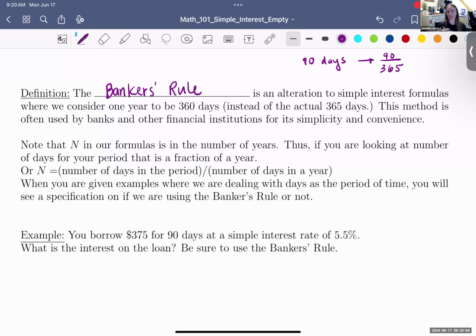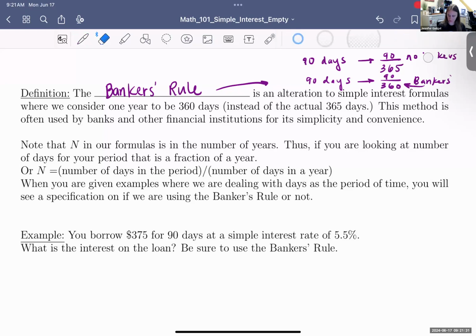It's a technicality more than anything, but as we walk through examples, you'll be looking for whether they say use the banker's rule or don't use the banker's rule. So the banker's rule would have 90 days being 90 out of 360 instead. This one is the banker's rule. The other one is if they say don't use the banker's rule.